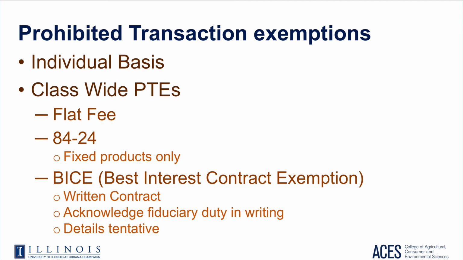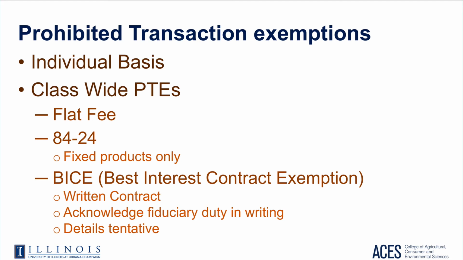The first is called a flat fee class-wide PTE, and that would be a flat percentage of assets charged. We'll say 1% AUM fee. So if you want to charge 1% of assets under management, you can utilize the flat fee PTE, where you're going to have to notify the Department of Labor that your firm is going to be acting under the flat fee PTE. You acknowledge that you're a fiduciary, which you probably were anyway if you're an investment advisor. And your world is relatively unchanged than it was before.